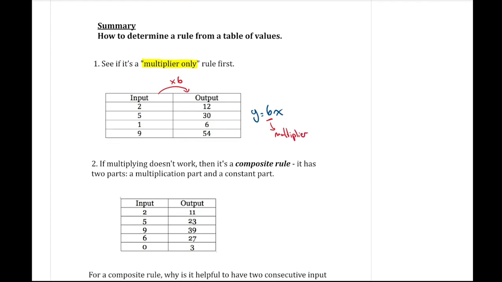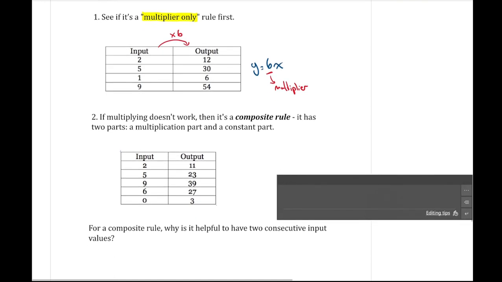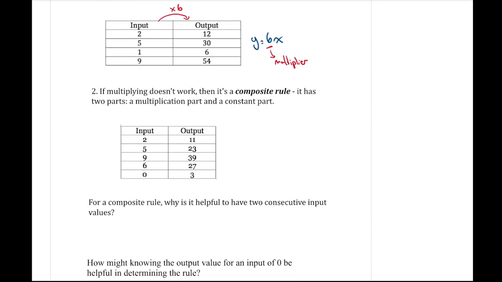If multiplying doesn't work, then it's a composite or a complex rule, which means it has 2 parts, a multiplication part and a constant part. So here, it's not as easy as just multiplying one value, or multiplying only, right? We can see that 0 to 3 is different from, say, 2 to 11. 2 times nothing gives me 11 in terms of a whole number. I can't multiply 5 by anything to get to 23, and so on.